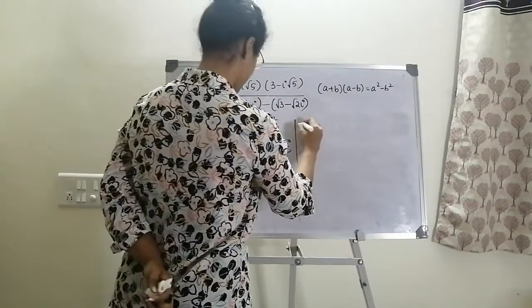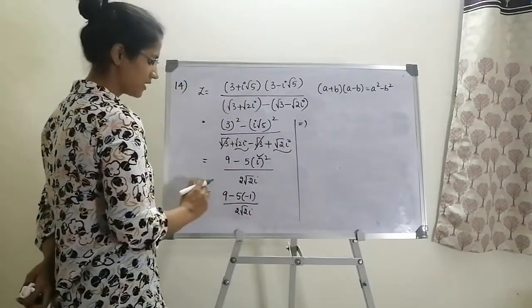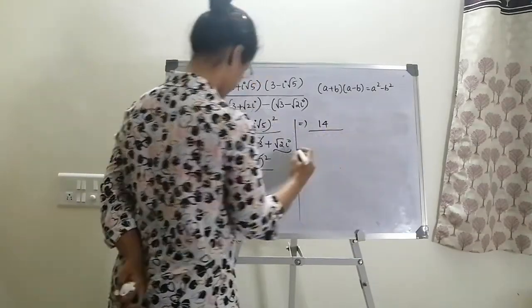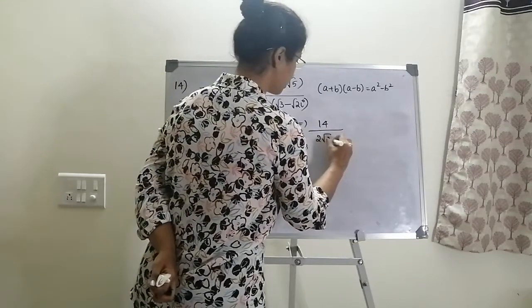So this can be written as 9 minus of minus will become plus. So 9 plus 5 will become 14 divided by 2 root 2i.